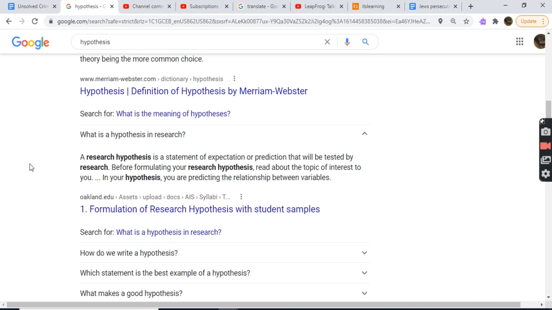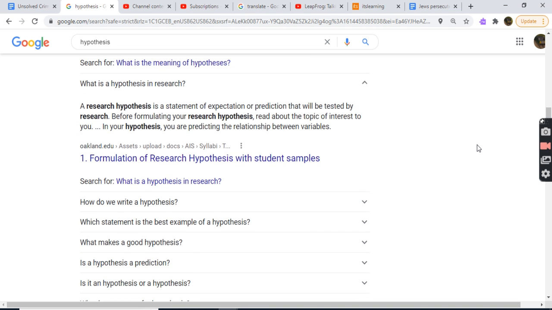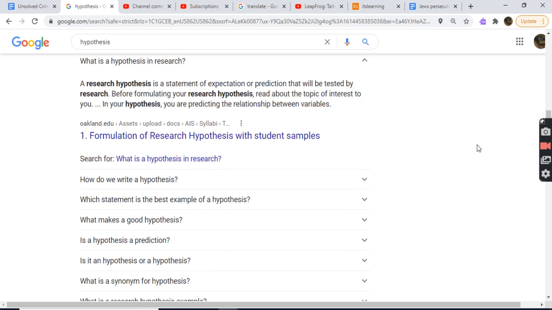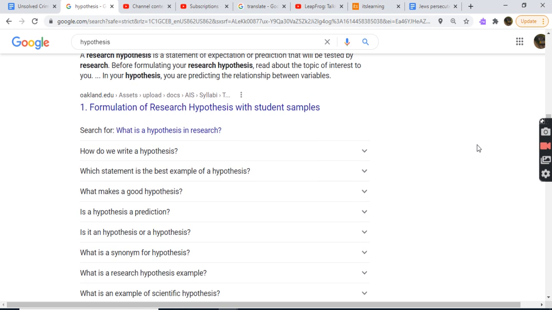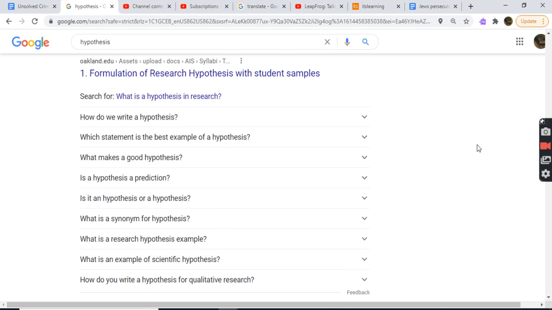What is a hypothesis in research? A research hypothesis is a statement of expectation or prediction that will be tested by research. Before formulating your research hypothesis, read about the topic of your interest. In your hypothesis, you are predicting the relationship between variables. Yeah, you are actually predicting a relationship, like the one you have with your family right now, just like my mom and dad were talking earlier. So, yeah. All right, two more.